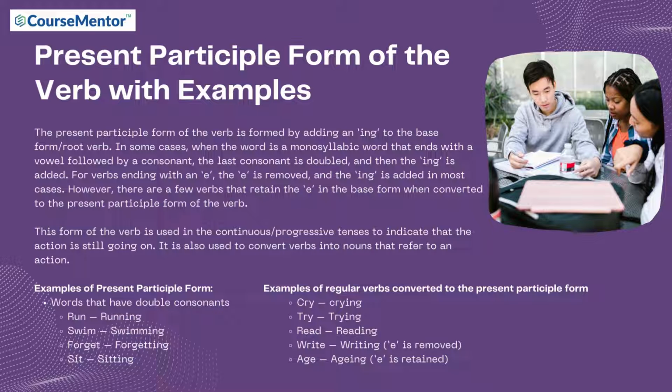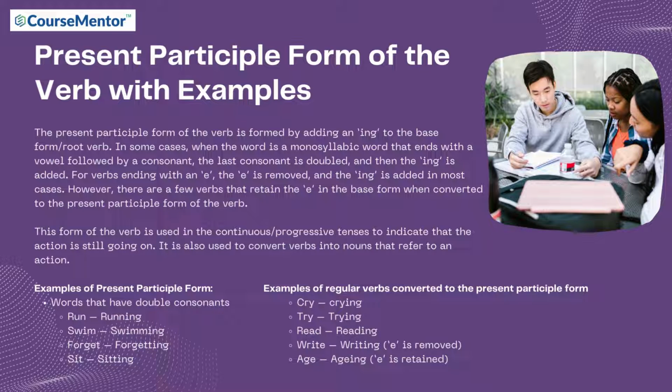However, there are a few verbs that retain the e in the base form when converted to the present participle form of the verb. This form of the verb is used in the continuous, progressive tenses to indicate that the action is still going on. It is also used to convert verbs into nouns that refer to an action.